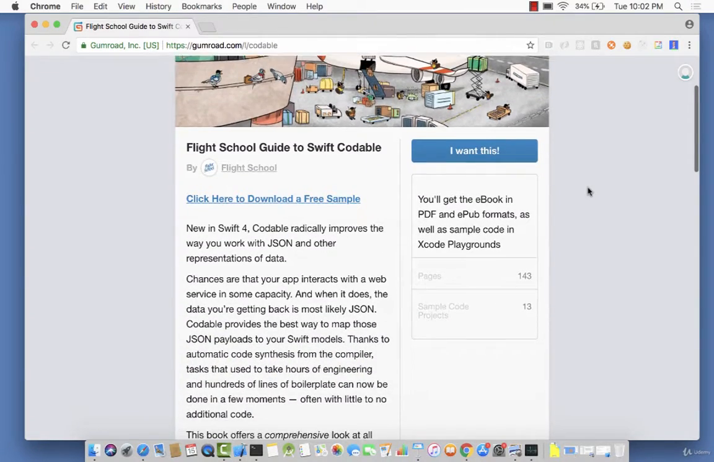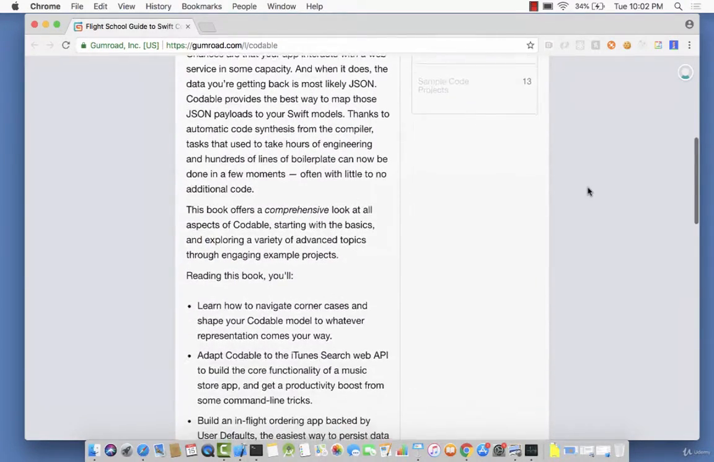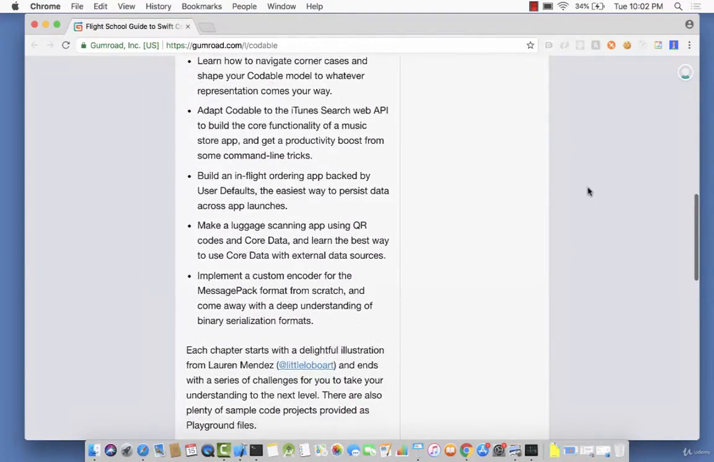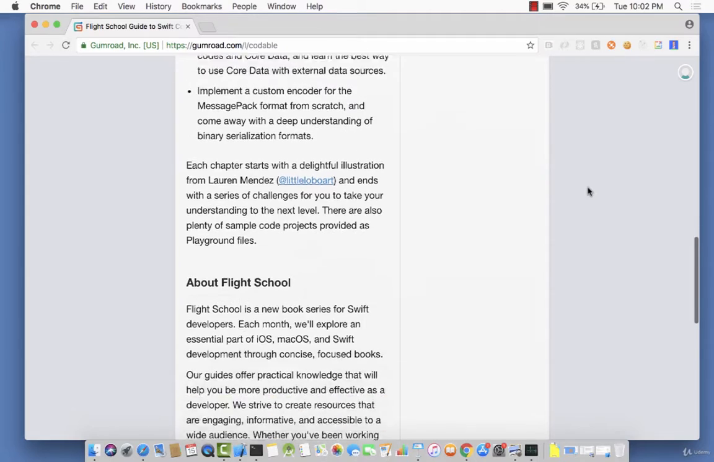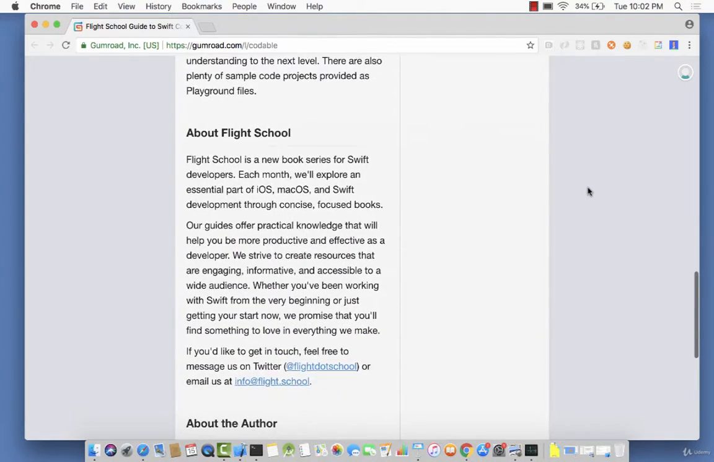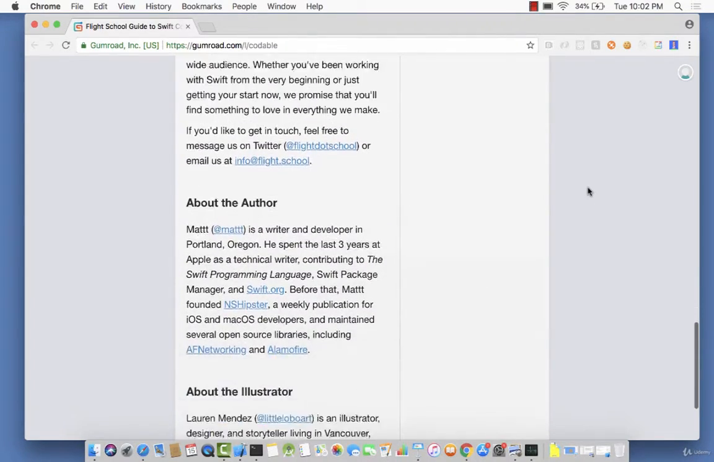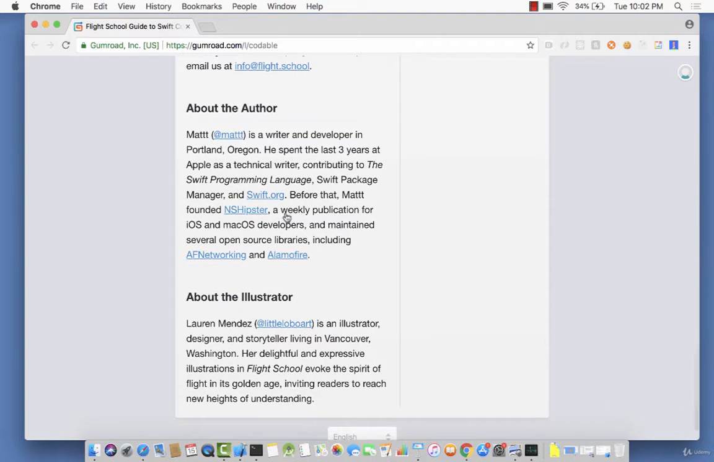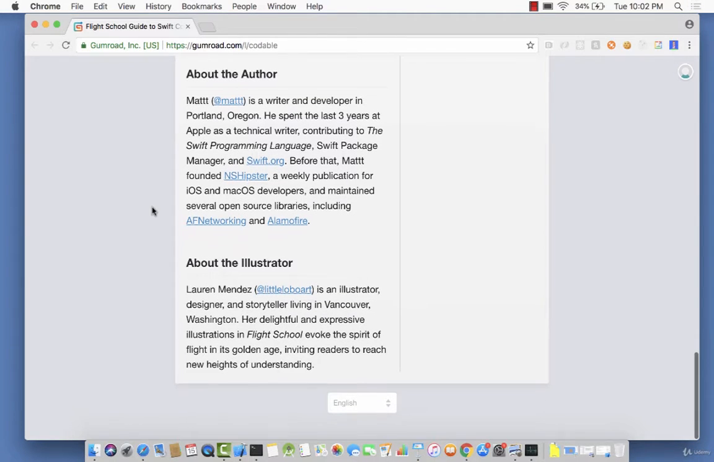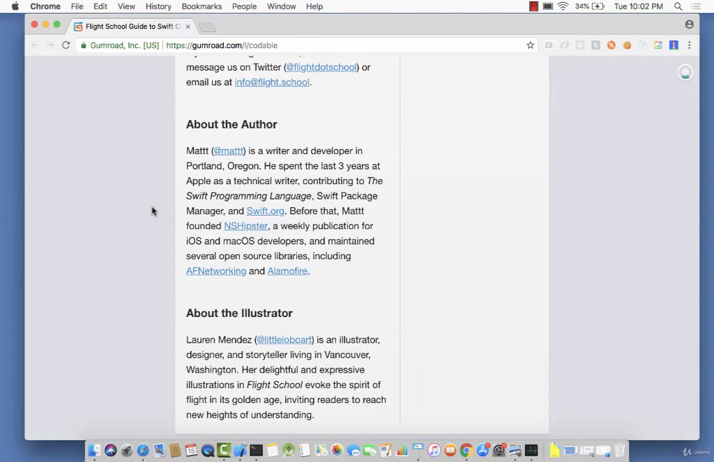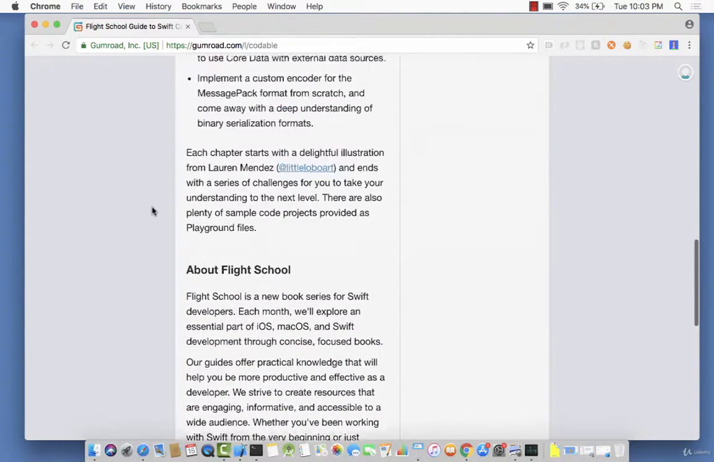Now, if you want to buy this book, I highly recommend it if you are trying to learn about JSON. This book covers a lot more and goes into a lot more detail than this particular course. It is also written by one of the very famous authors, Matt, who has spent the last 3 years at Apple as a technical writer, and he is very famous for his blog NSHipster and libraries like AFNetworking, Alamofire, and so on.